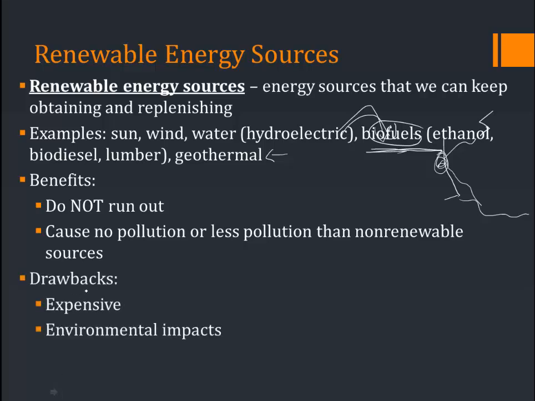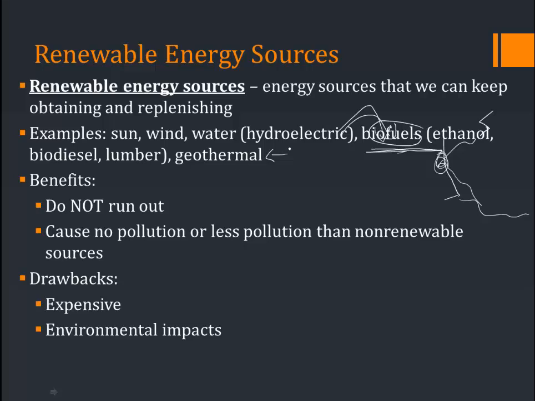Now, the drawbacks to this renewable energy source is it's expensive and there are some environmental impacts to it, right? If we go build a dam on a river, we're changing how that river flows, and we're changing how fish can migrate up and down the river, and we're changing entire ecosystems that depended on that river. So it's hard to build a hydroelectric plant and not change anything.